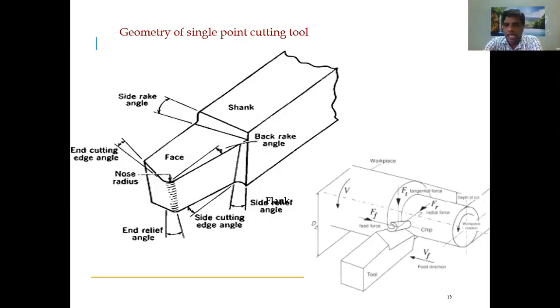So remember, if somebody asks you about the geometry of the single point cutting tool, remember this image and explain the different parts of the cutting tool. This portion is the shank portion. This is the cutting portion, and this is the uncutting portion. This uncutting portion we call the shank. The shank is used to insert the cutting tool into the machine. Every cutting tool has a shank. We call it a handle. If somebody asks, sir, is it like a handle? Yes, it's like a handle only. Remember, it's like a handle, right?